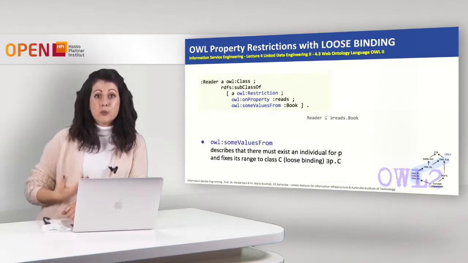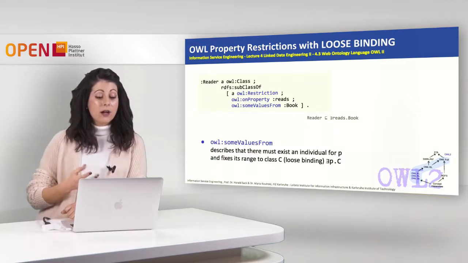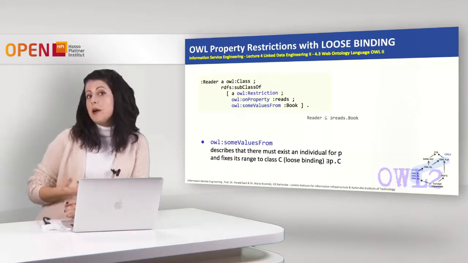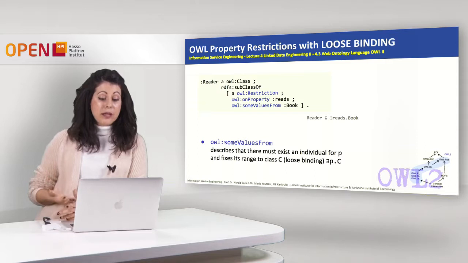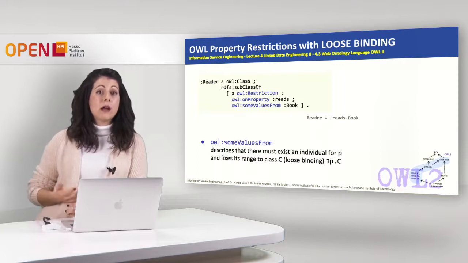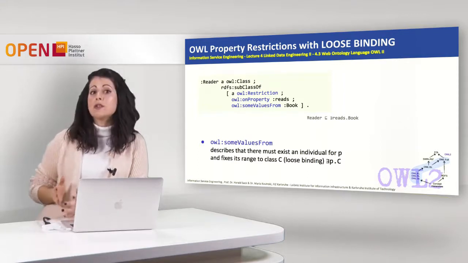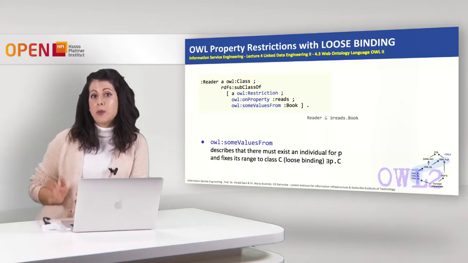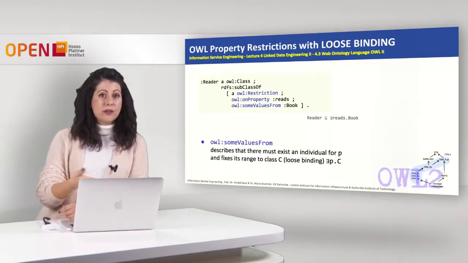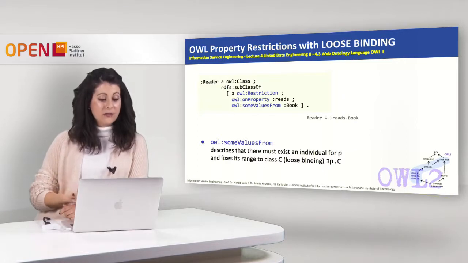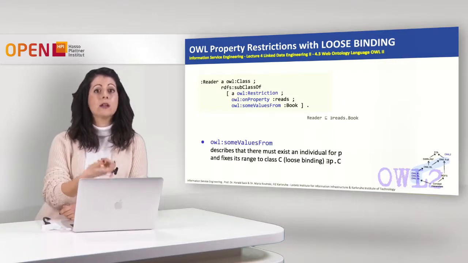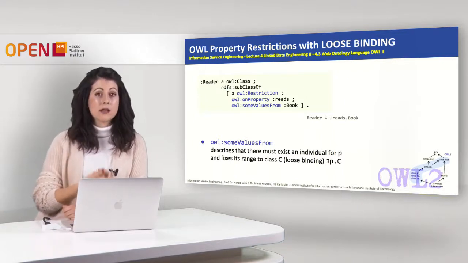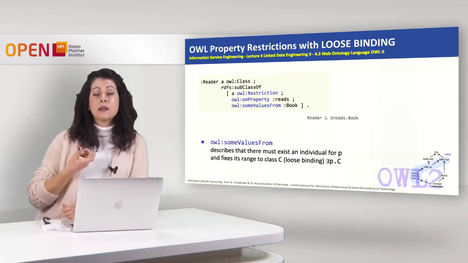But we also have loose binding, and the loose binding is achieved by using the property all some values from. So here we want to define a class reader, and to be a member of this class reader, you should read some books, but not necessarily only books. That means loose binding. So to do that, we first define the class reader, and we say it's RDFS subclass of. We define it's of type restriction on a specific property, the property reads, and then we say all some values from book. So this is the loose binding here.